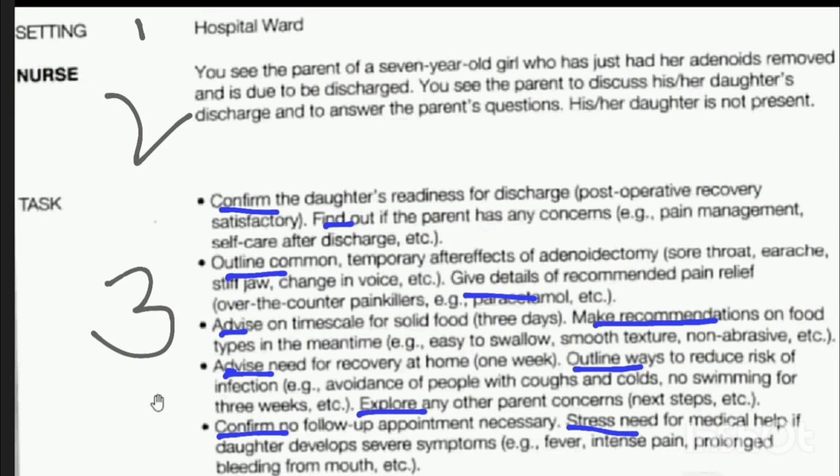And at the last, when the role play is over, as it is a hospital ward, we can use the phrase, if you need any assistance, please press the buzzer beside your daughter's bed. I will be happy to assist you.